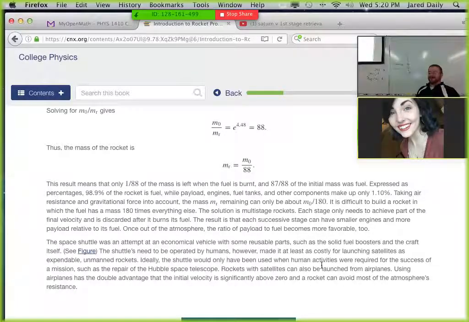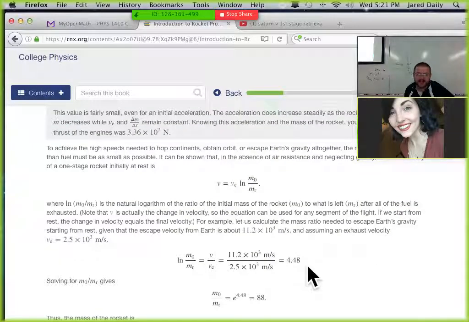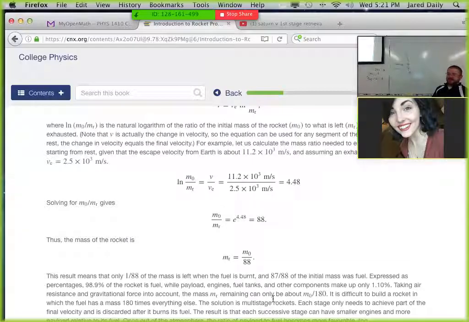Is that for any rocket? It's for any single-stage rocket that will get you into orbit. The escape velocity is 11.2 times 10 to the 3 meters per second. So if you want to get into orbit, you have to have a rocket where 98.9% of the rocket is fuel. Kind of crazy, huh?